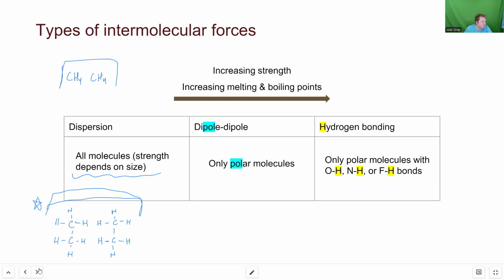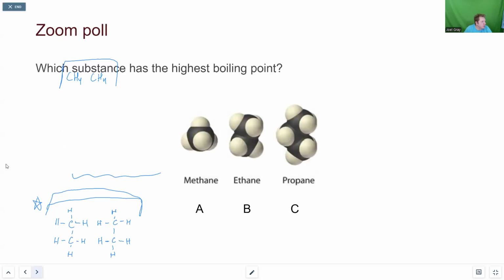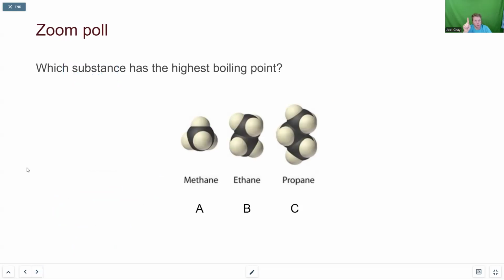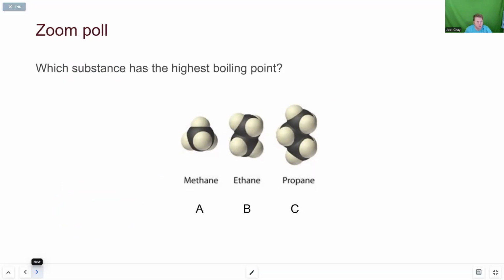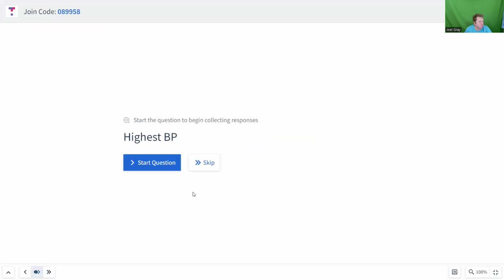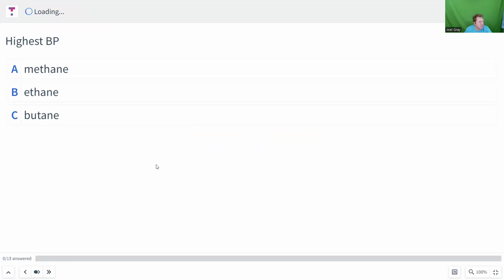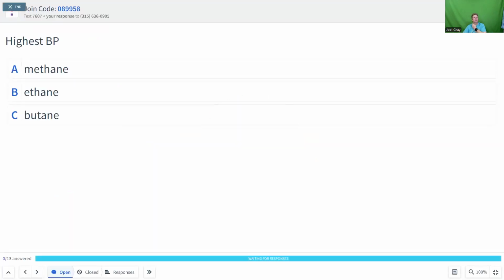Now, with that in mind, let's look at these. We've got a molecule known as methane, which is 1 carbon, ethane, which is 2 carbons, and then propane, which is 3 carbons. Which of these do you think has the highest boiling point? Think about that for a moment. Do not answer it yet because we're going to see this as a Top Hat question. Which has the highest boiling point? Methane, ethane, or butane? I've set a 60-second timer on here, beginning now.